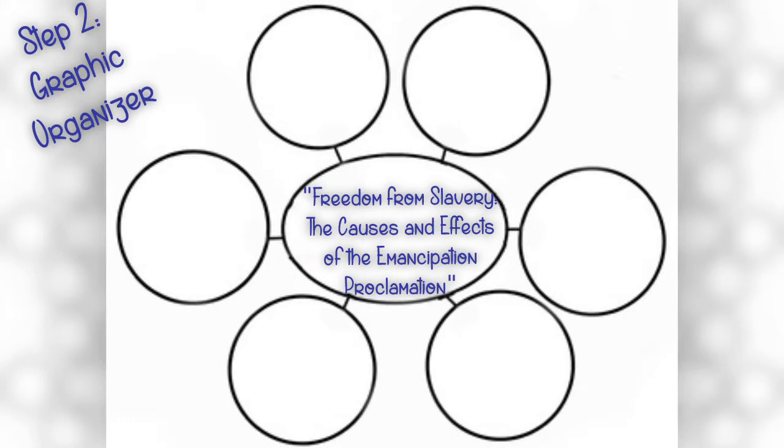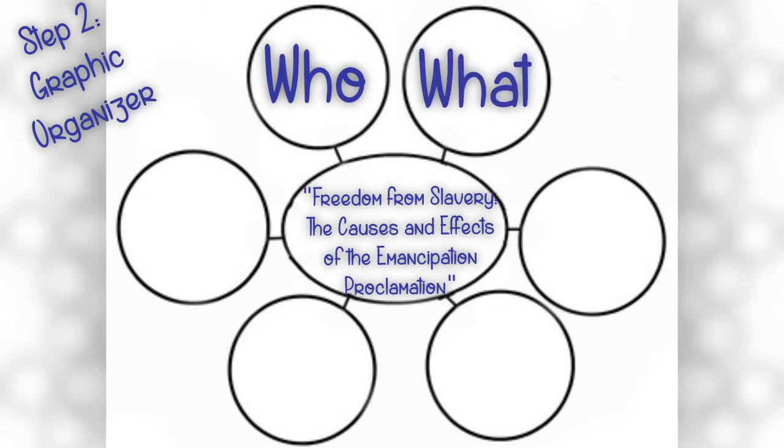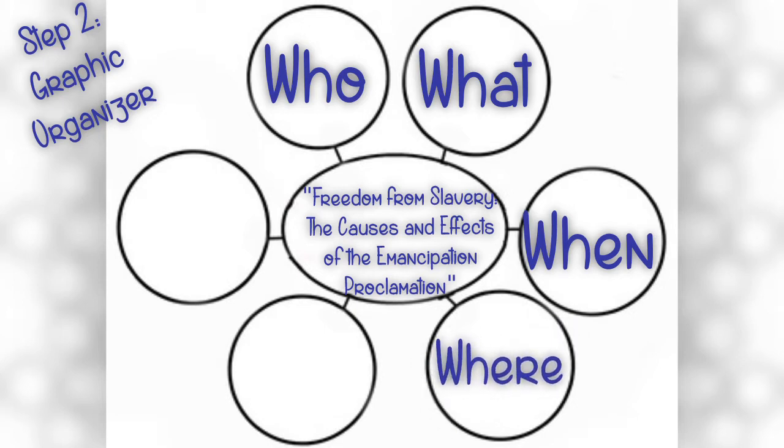For example, you could include the 5 W's. Who, so who wrote the Emancipation Proclamation and who did it affect? What did it do? When was it signed and when was it put into place? Where was it read, where was it written, and what areas of the country did it affect? Why would President Abraham Lincoln feel the need to write this Emancipation Proclamation? And then in that last bubble, you can pretty much put whatever you want. So any other important information that you feel you haven't had a chance to include before you had filled out your 5 W's.